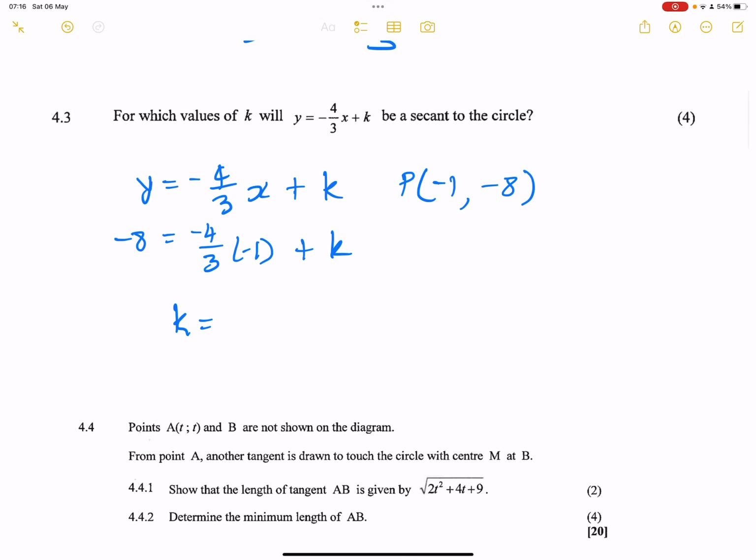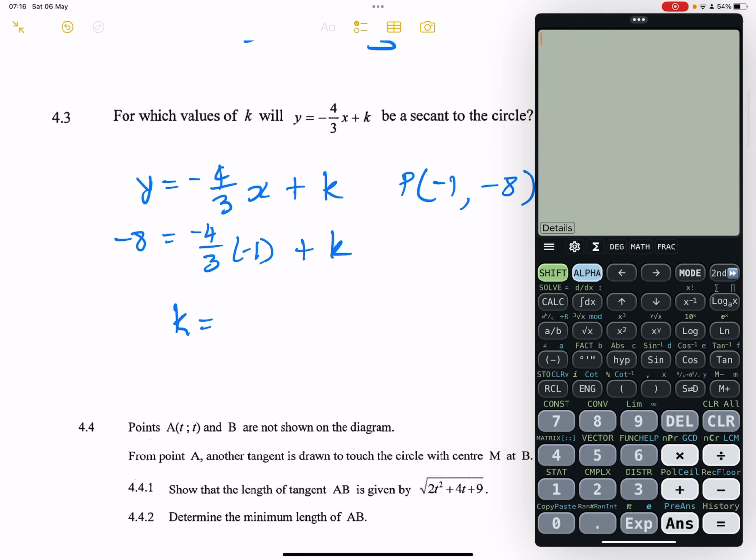So that would be negative 8. When I take that to the other side, negative and negative would give me positive, but when I take it to the other side, it still becomes negative. So I've got minus 8 minus 4 over 3, and that gives me k is minus 28 over 3.